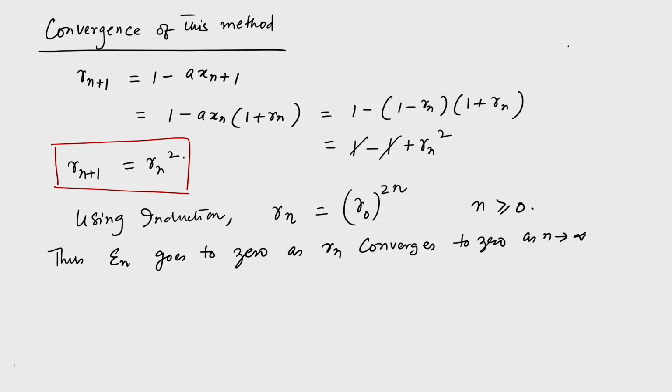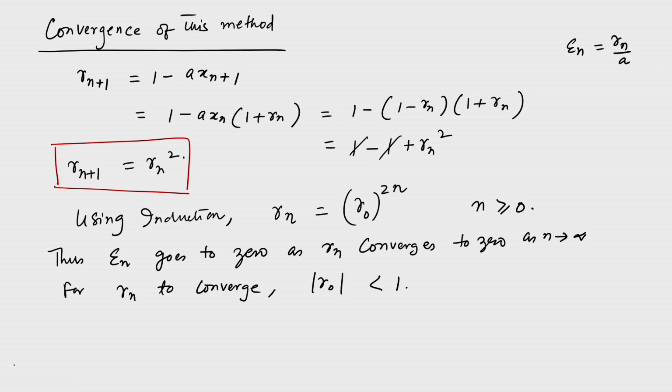The relation is that your epsilon n is nothing but Rn by A, and A is greater than 0. So, Rn, epsilon n will go to 0 if Rn goes to 0 as n goes to infinity. It should not grow, it should die down. So, for Rn to converge, we need R0 less than 1. Okay. So, the mod of R0 should be less than 1. So, that is how it has to be chosen.